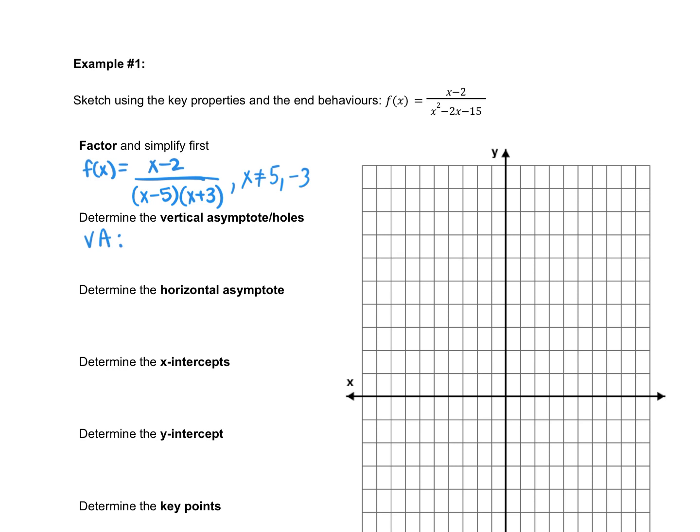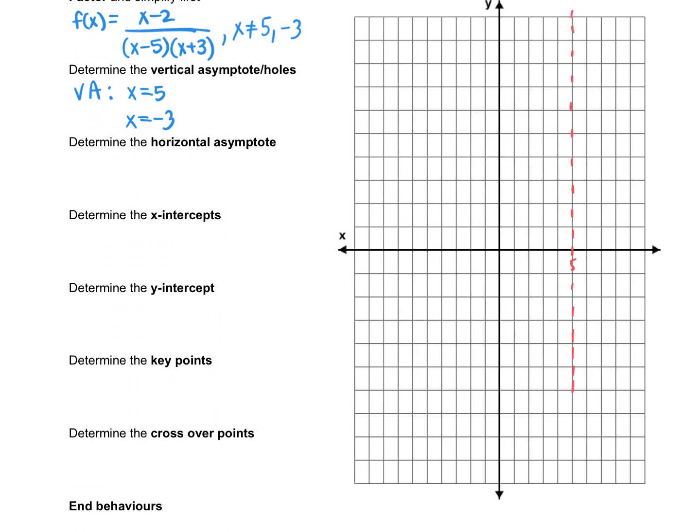So we're going to list them. You have a vertical asymptote at x equals 5 and one at negative 3. So I'm actually going to go to my graph here and just label them. So here is 5. And negative 3 is over here. As I go through, I will slowly add my properties on.